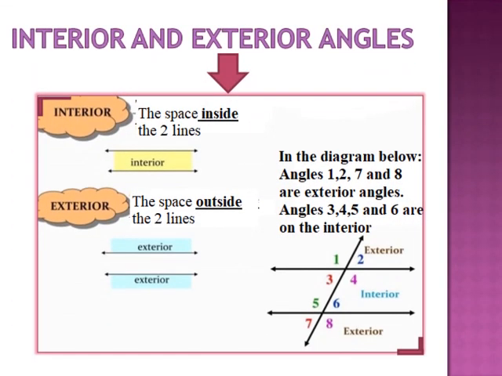Here we have two kinds of angles, interior and exterior. What is an interior? An interior is the space inside the two lines. As for exterior, it is the space outside the two lines. In the diagram below, angles 1, 2, 7, and 8 are exterior angles. As for angles 3, 4, 5, and 6, they are on the interior.